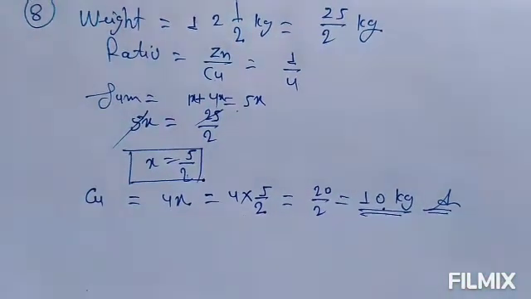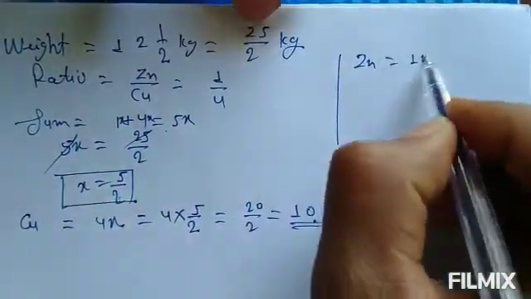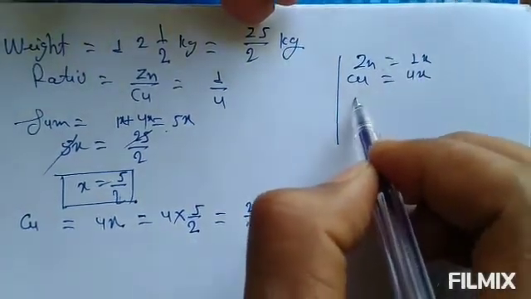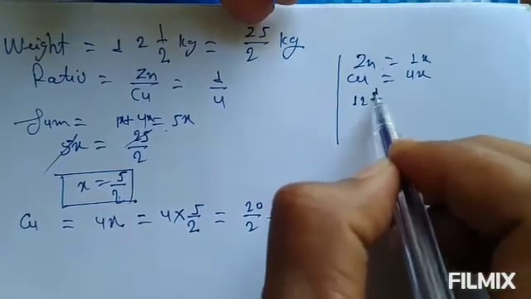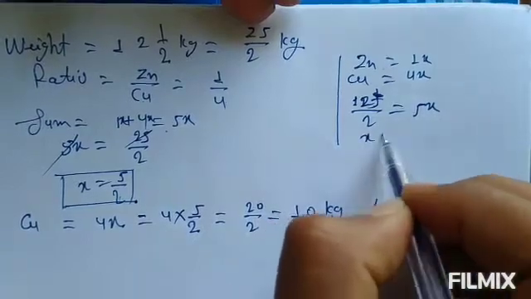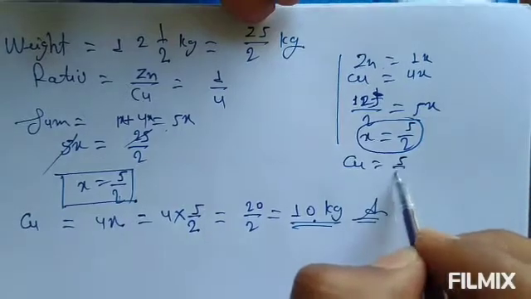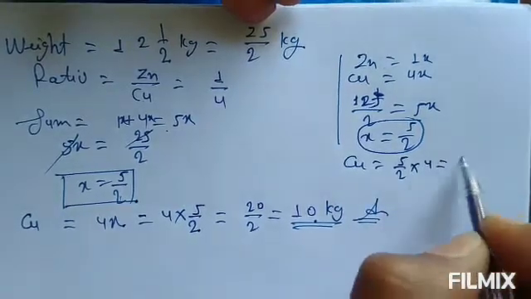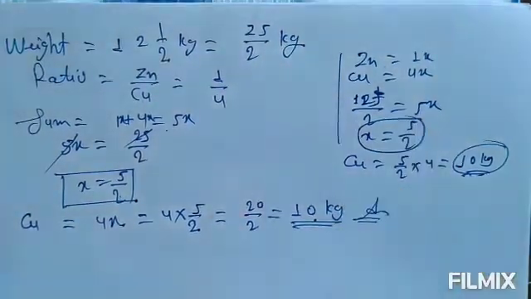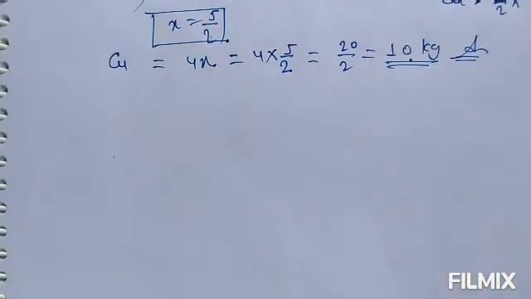This question can be solved in another manner also, by another method. Simply write down zinc is 1x, copper is 4x. The sum is 12 whole 1 upon 2, means 25 upon 2, equal to 5x. Then x will be 5 upon 2. Then Cu equal to 5 upon 2 into 4. That will be 10 kilogram. So this is another method also. You can follow any type of method. No issue about the method now.